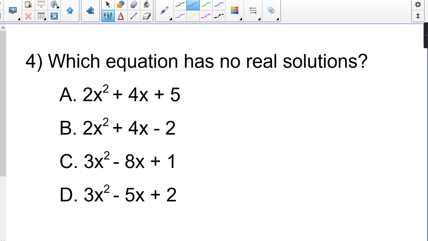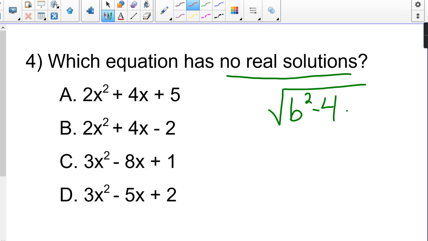Question 4. Which equation has no real solutions? So when we're looking for a number of solutions, we think of the discriminant. That's the part of the quadratic formula under the radical, b squared minus 4ac, because once we know what's inside that radical, we know all about the types of solutions we're going to get. So what does that mean?